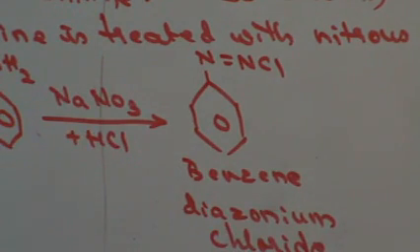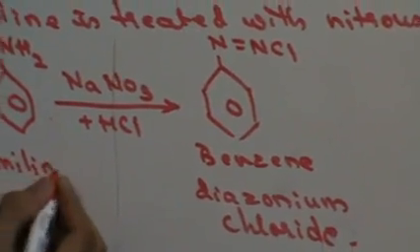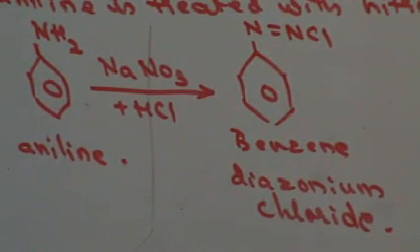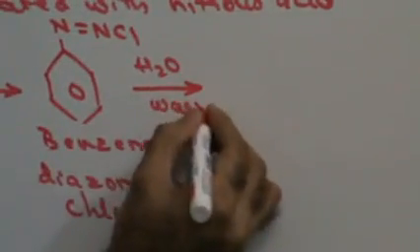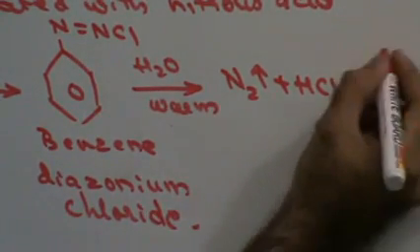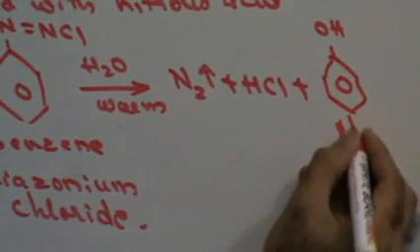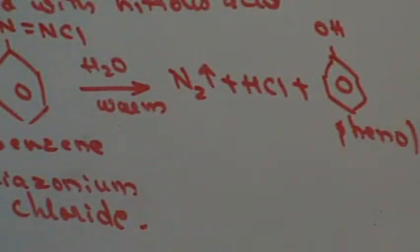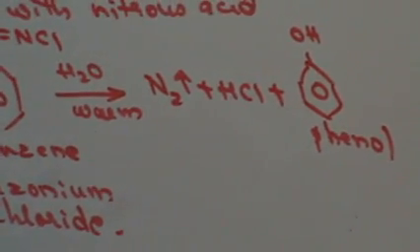So first you convert aniline into benzene diazonium chloride, which is then treated with warm water to give you nitrogen gas, hydrochloric acid and phenol. Do you get this thing here? So those are the different processes by which you prepare phenols. Let's see the reactions of phenols.